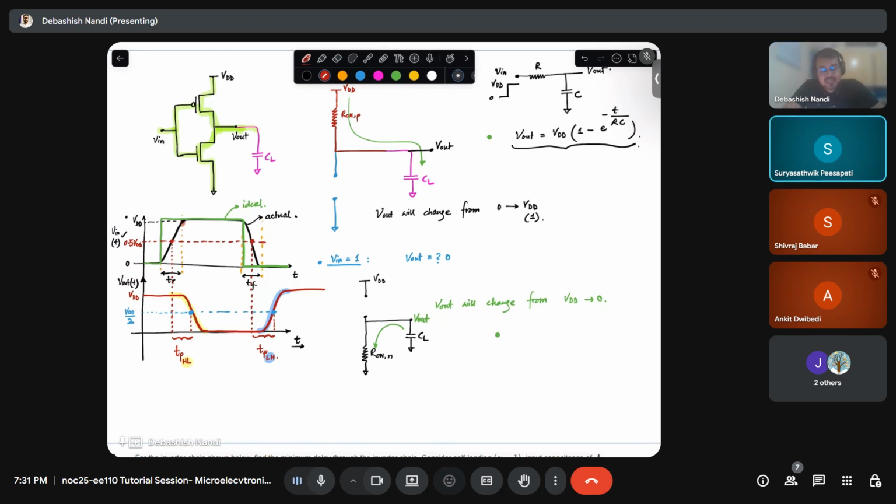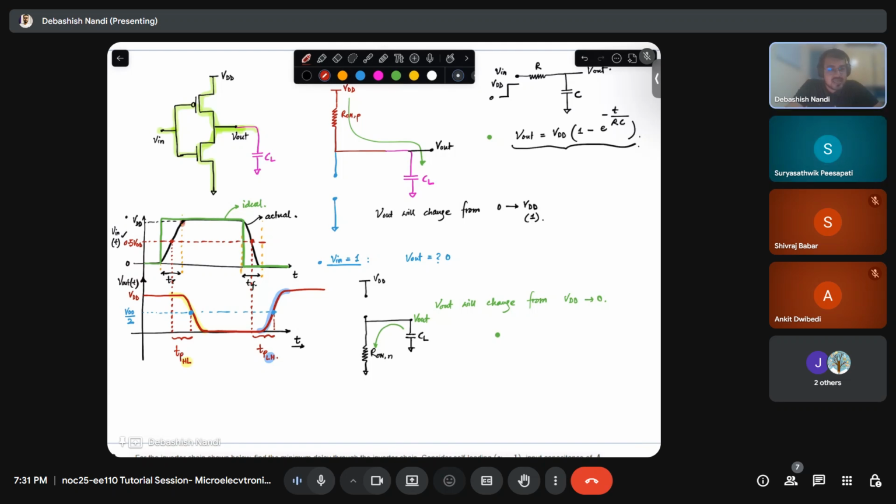Basically, think of it this way: your input is changing from 0 to 1, and at a certain time it passes the point 0.5 volt. Similarly, your output is changing from 1 to 0. Then it will also see that 0.5 volt, right? Yes, sir. So the time difference between when the input passes that point and the output passes the same point is called the propagation delay.